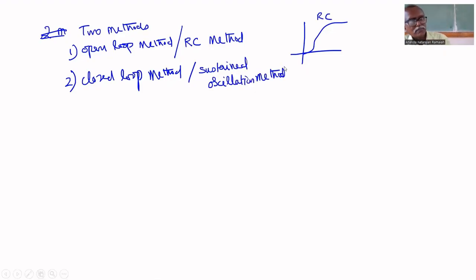Sustained oscillation method, or closed loop method. This other method is the reaction curve method.